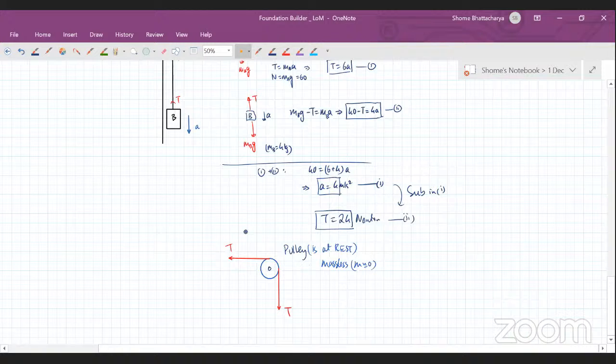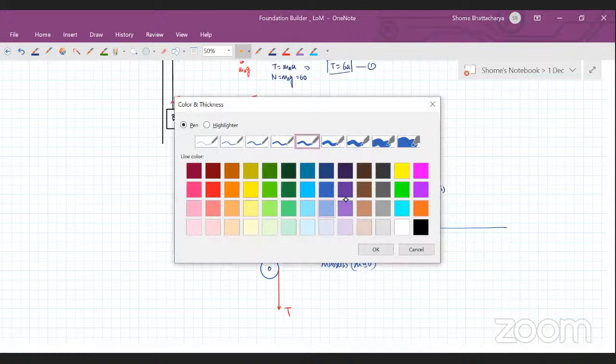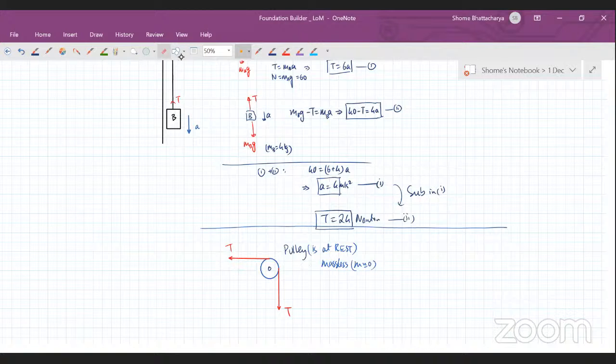So that means what should happen? The net force on it should be zero. So these two tensions are pressing it against the surface, against the clamp. So the clamp will be applying a reactionary force, which will be in this sort of direction. Just a minute. Yeah. So the clamp will be applying a reactionary force which will be in this sort of direction.